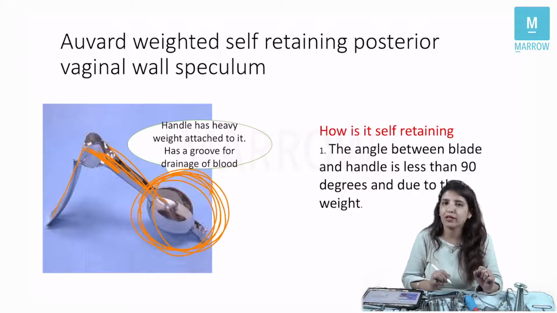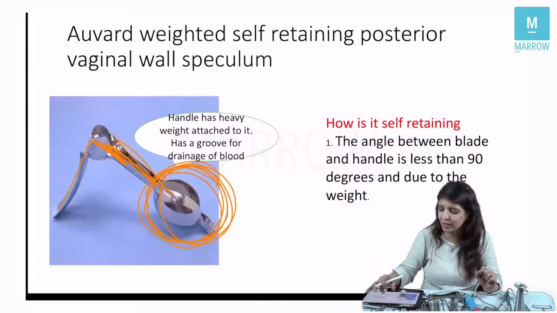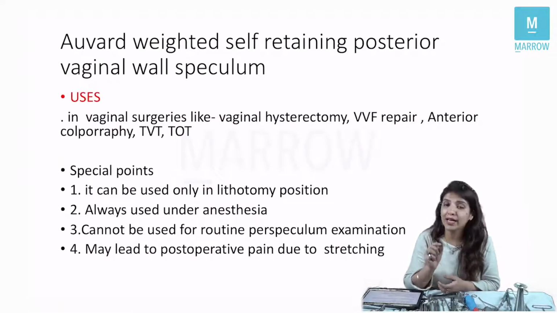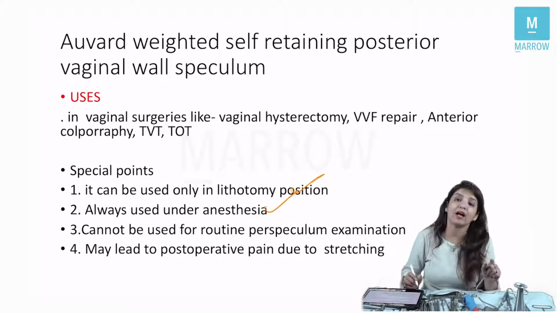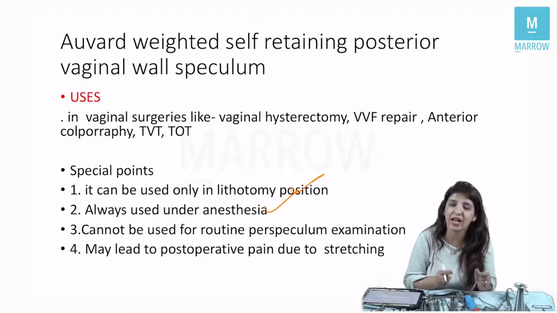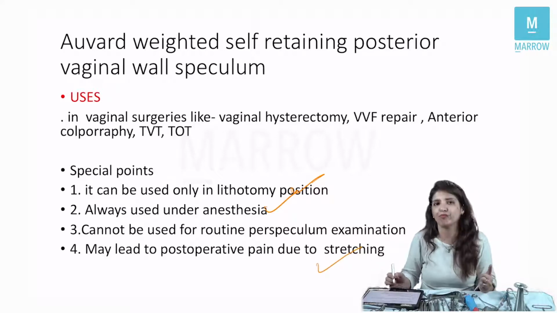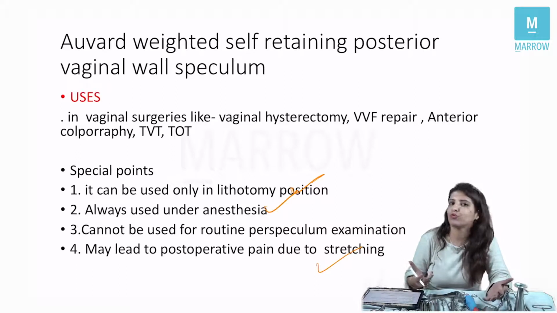Now, Ward's speculum should not be used in OPD procedures. If you want to examine the cervix, you shouldn't use Ward's speculum. Why? Because this speculum is used only in lithotomy position, number one. Number two, it is used only under anesthesia. It has weight attached to it. It has to be used only under anesthesia, and when you remove it, so many times the patient is going to complain of post-operative pain due to stretching. And it cannot be used in OPD, so it cannot be used for per speculum examination, right?